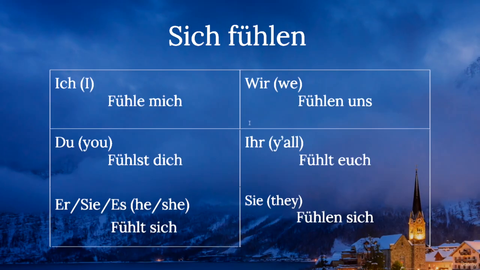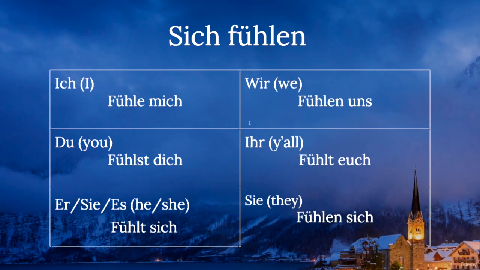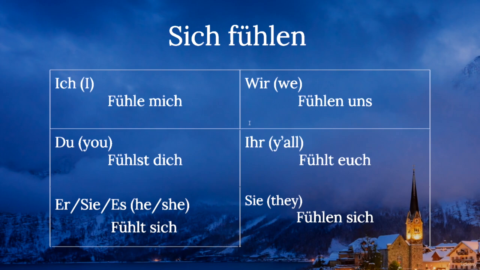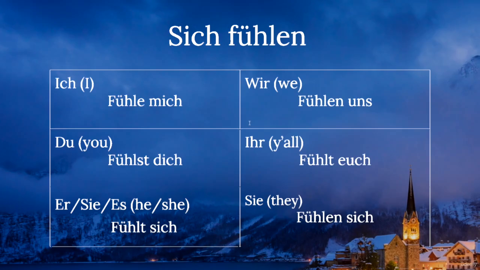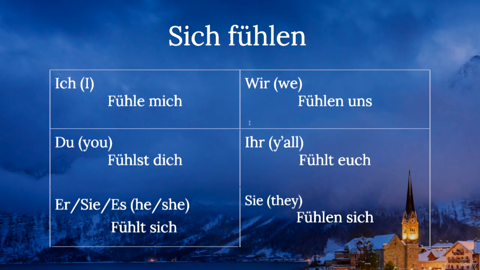As you can see, the verb fühlen is normal, but you have to keep in mind how the second word is going to change. If you are confused, think of them like this. Mich means myself. Dich means yourself. Sich, himself or herself. Uns, ourselves. Euch, yourselves. And sich, the plural, themselves.